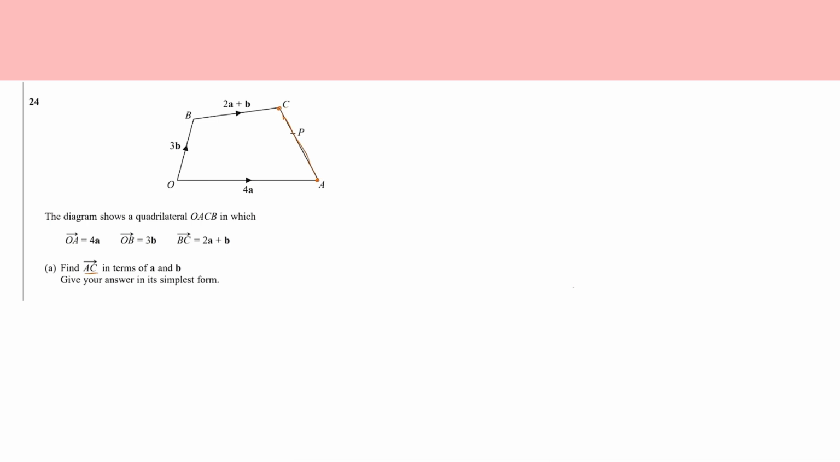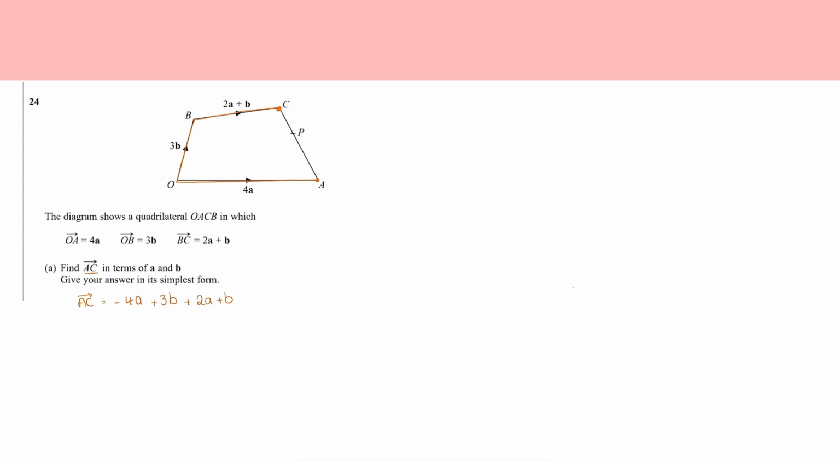Now, usually you could just go from A to C, but you don't know what that vector is. To get from A to C, we're going to go down the long way. So I'm going to go, let's write A to C, go to O. It's in the opposite direction, so it'll be negative 4A. And I'm going to go up to B in the same direction, so it's positive 3B. And then I'm going to go from B to C in the same direction, so plus 2A plus B.